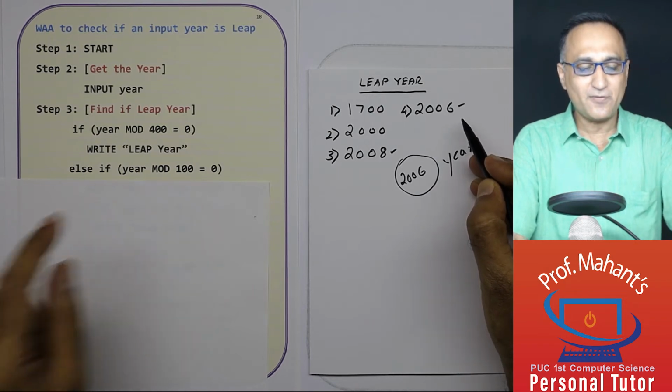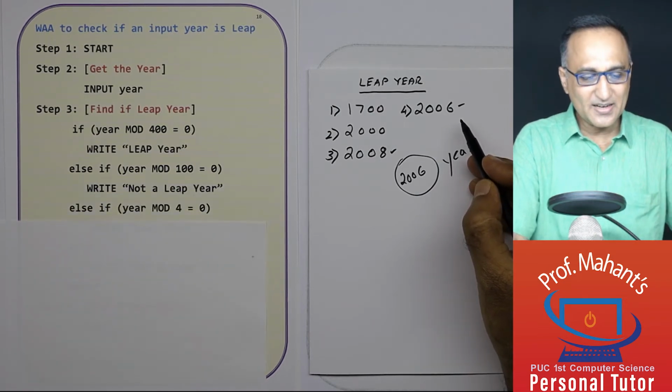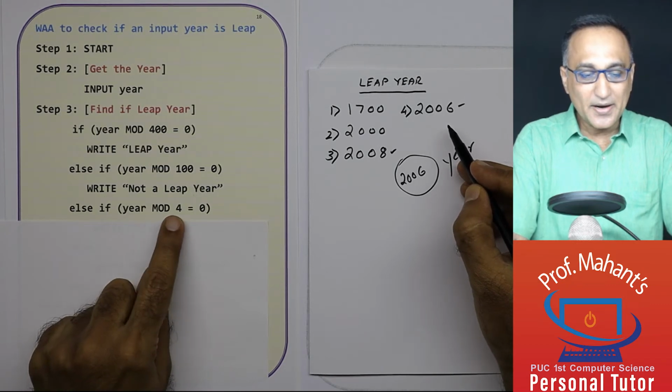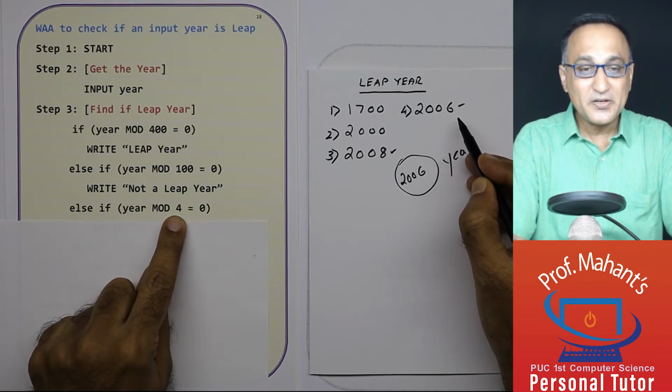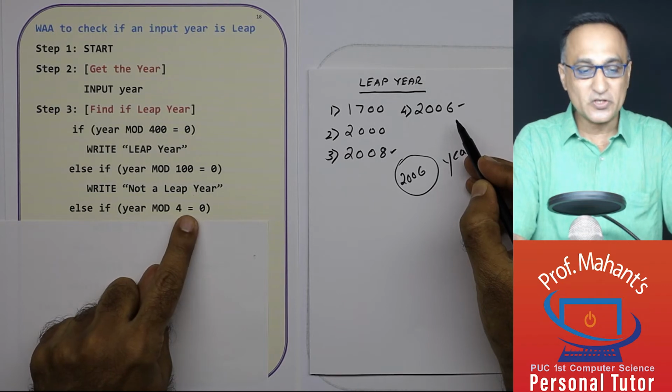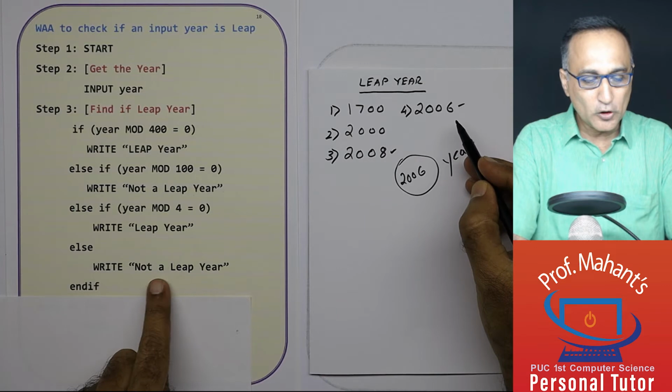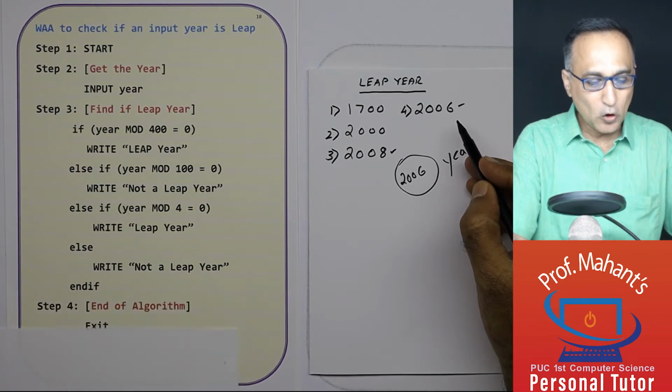So this is again false. Then here I come. 2006 divided by 4, the remainder happens to be 2. 2 is again not equal to 0. So automatically I come to the else condition where I write not a leap year and then I halt.